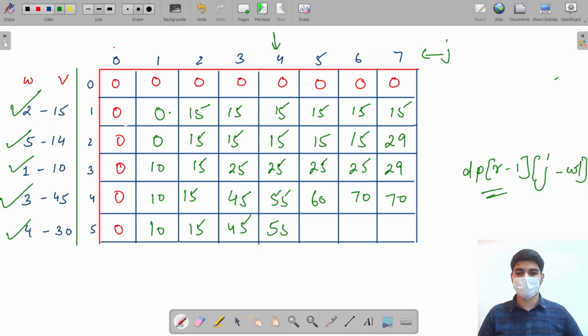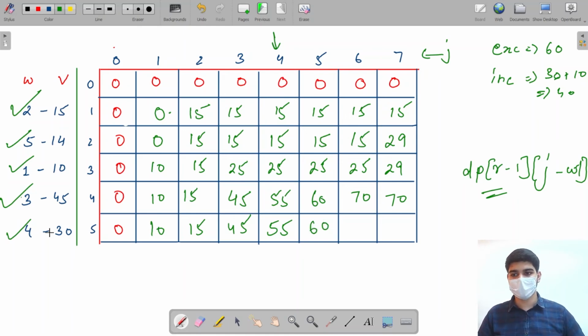So I exclude myself, right? I'm maximizing, right? So over here in 5th position, if I exclude myself, I would get 60. If I include myself, I would get 30 plus 10. So we have 30 plus 10, which is 40, right? So 40 versus 60, 60 wins. That means I should exclude myself, right? Let the rest of the items fill the bag.